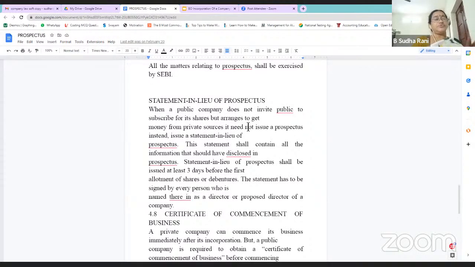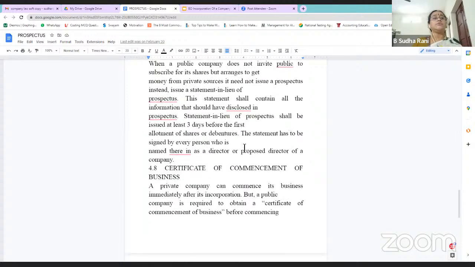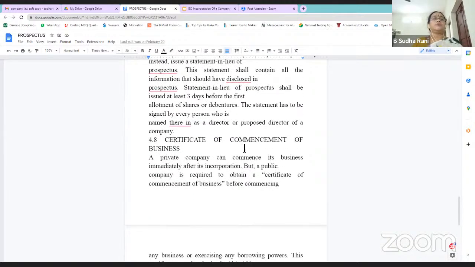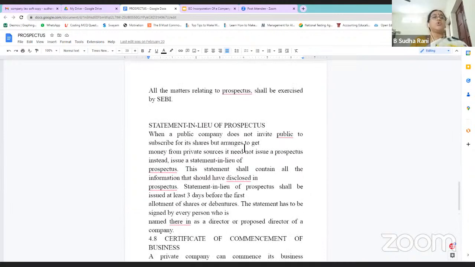A company which would like to prepare a statement in lieu of prospectus must issue it at least 3 days before the first allotment of shares and debentures and must get it registered. Okay. And the directors who proposed it also have to sign it. The last. So this is the third stage for the public company. First stage is, or third stage, not second stage. First stage is incorporation, which both will go through. Second stage for the public limited company is raising of capital. To raise that capital, the company will go for the issue of prospectus.